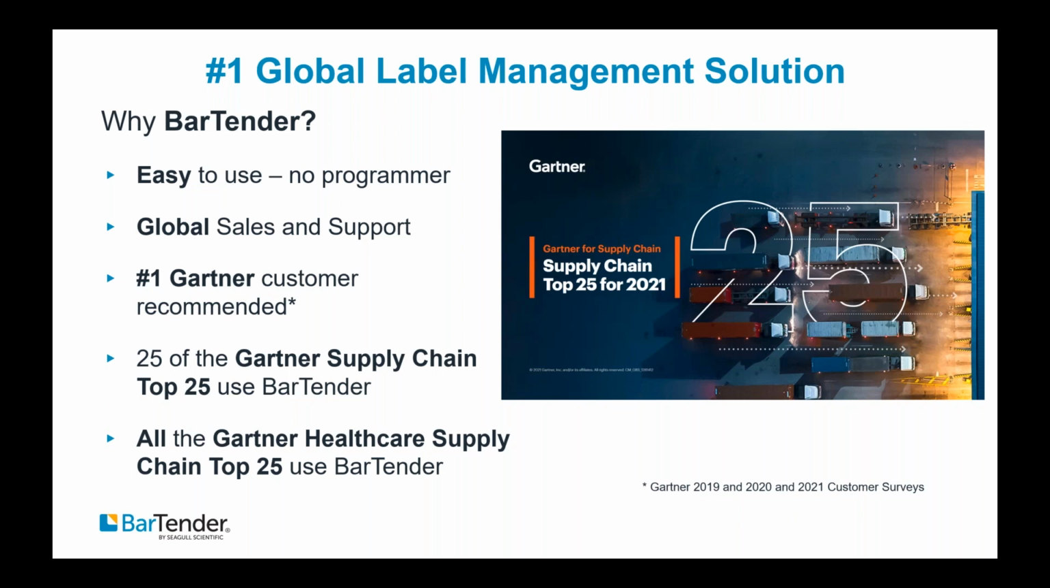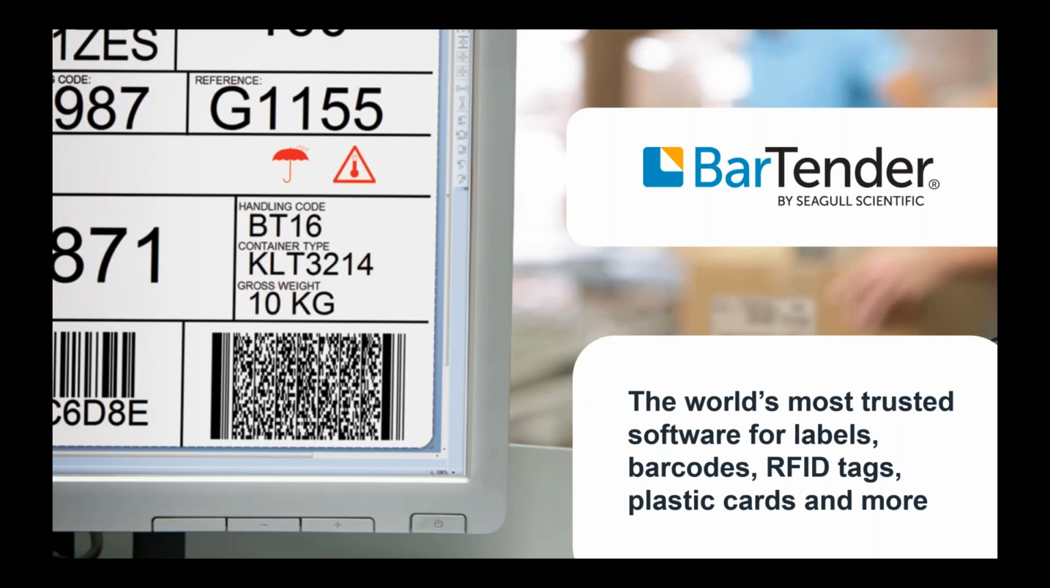We're the most widely used. It's easy. If you can build a PowerPoint, as you're going to see today, you can build a professional label. Our sales and support is global. So if the sun is shining somewhere, there's BarTender support for you. We're #1 in Gartner, and pretty much you look at any top 25 industry list, and we are in the top 25 of all of them.